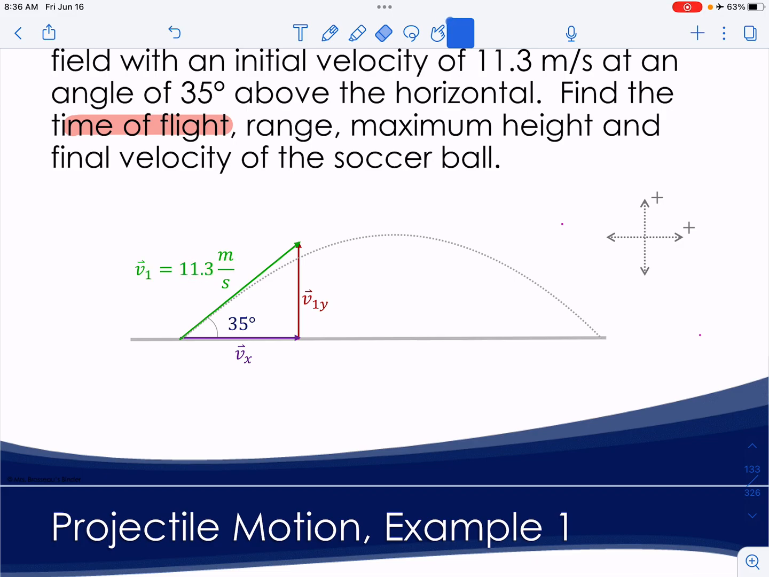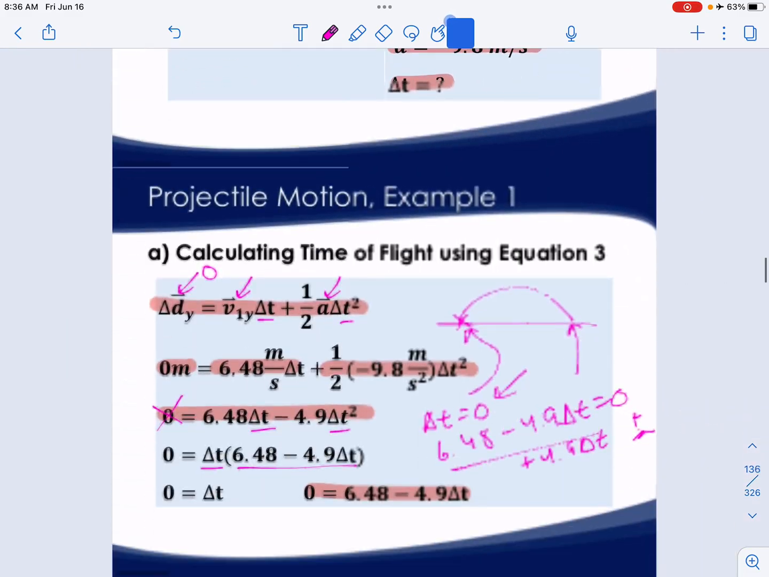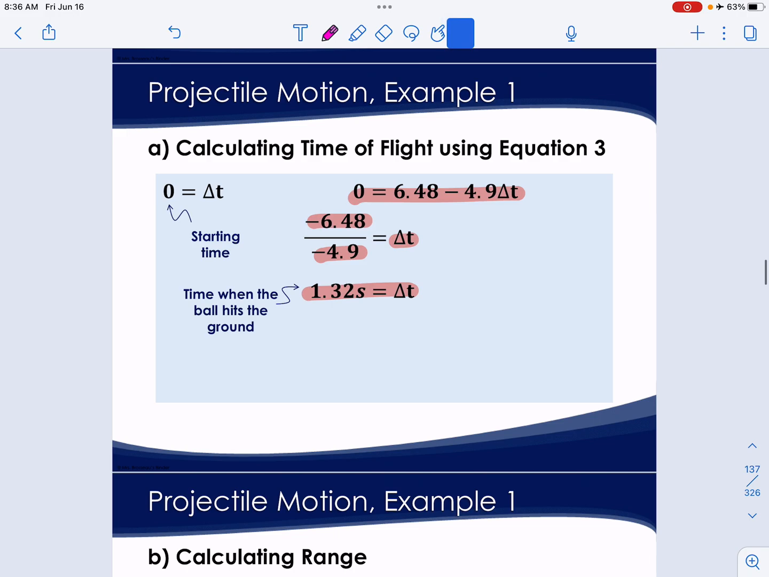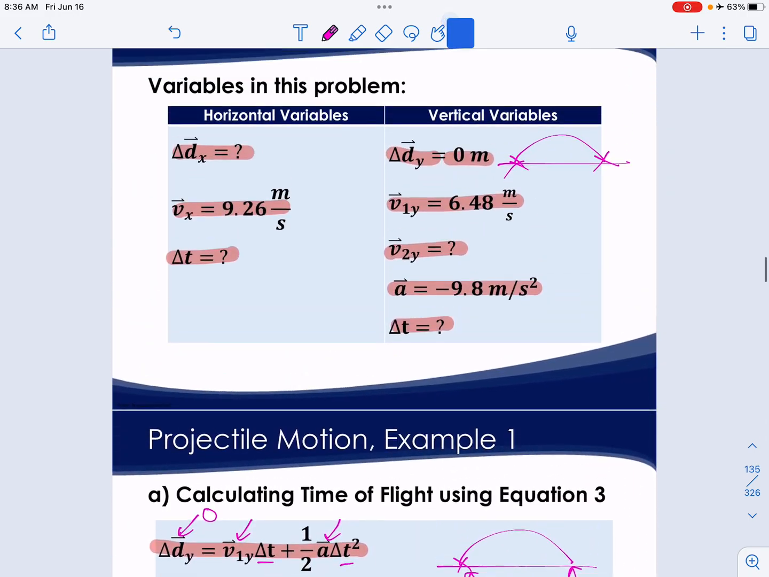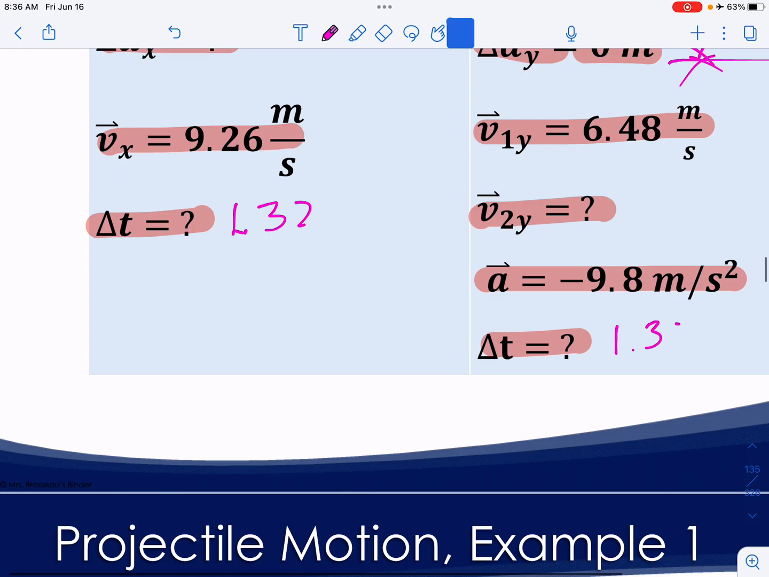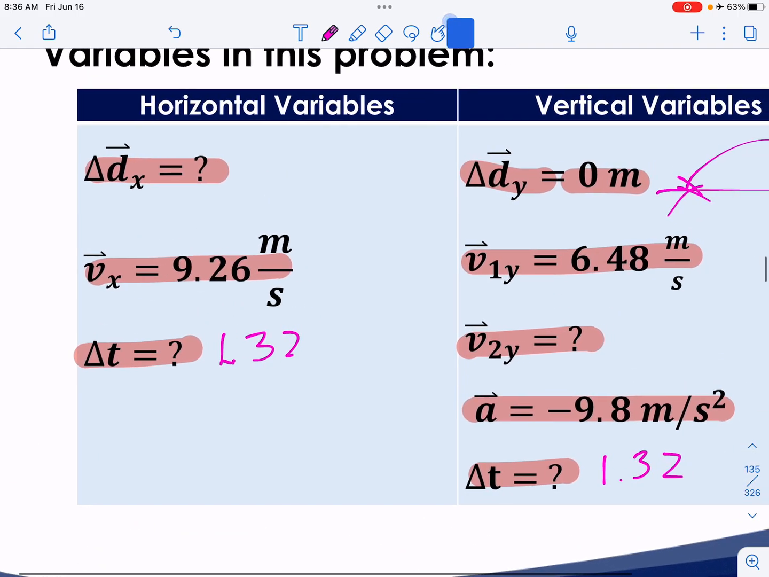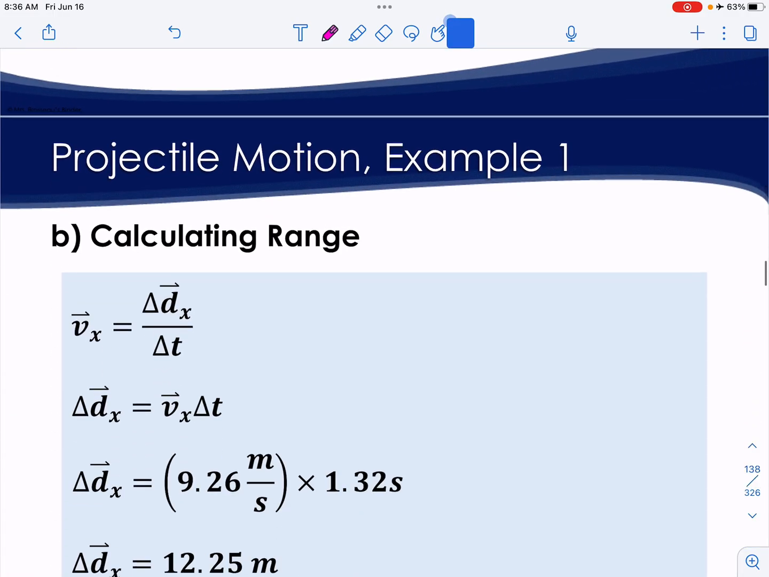Okay, so if we look at all of this, we know that here it's time 0, and here it was time, I forget what it was. I think it was 1.32, but I don't recall exactly. Yeah, 1.32. Okay, next we're going to calculate the range. So now if we go back to our variables, we have this is 1.32. This is 1.32. So now we can just look at this and we can solve for other things, right?